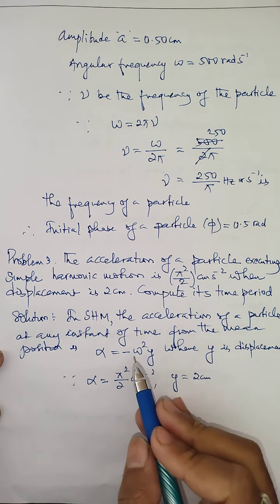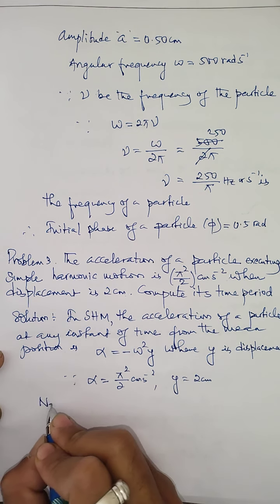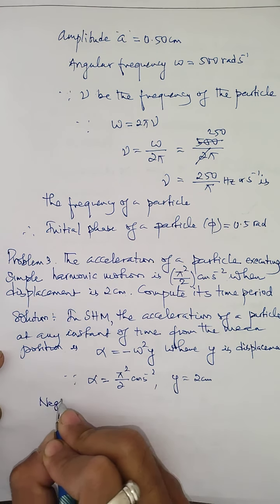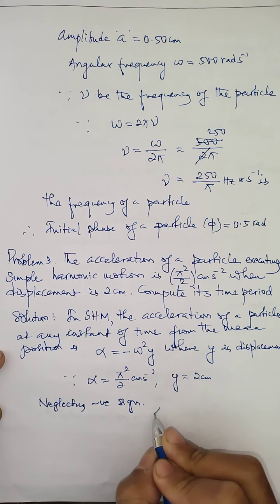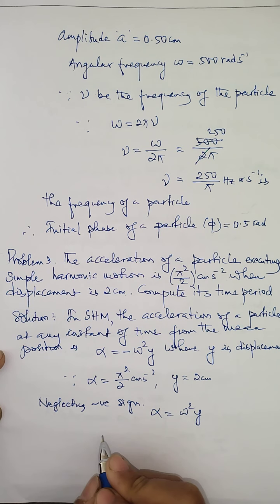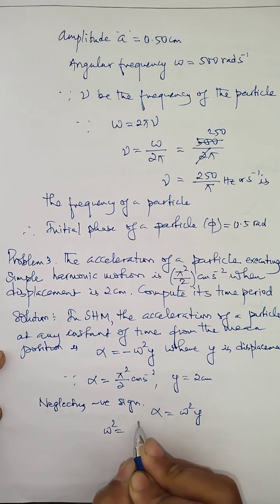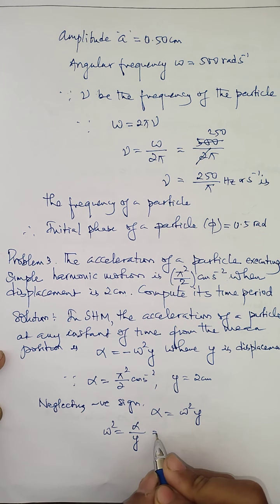But when we calculate the value of angular frequency, we neglect the minus sign. And you know why we neglect it? Because the minus sign in the expression for acceleration actually indicates the direction of acceleration. So I am neglecting the negative sign. Let me just write the relation as alpha equals omega square y. If alpha equals omega square y, then omega square equals alpha by y. Now let's substitute the values and calculate.